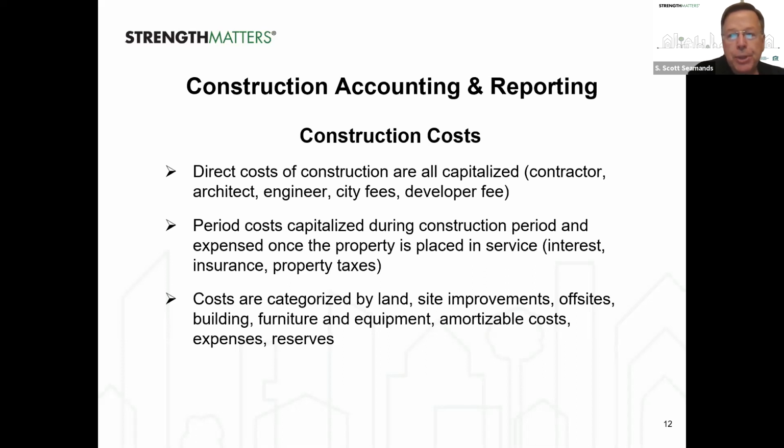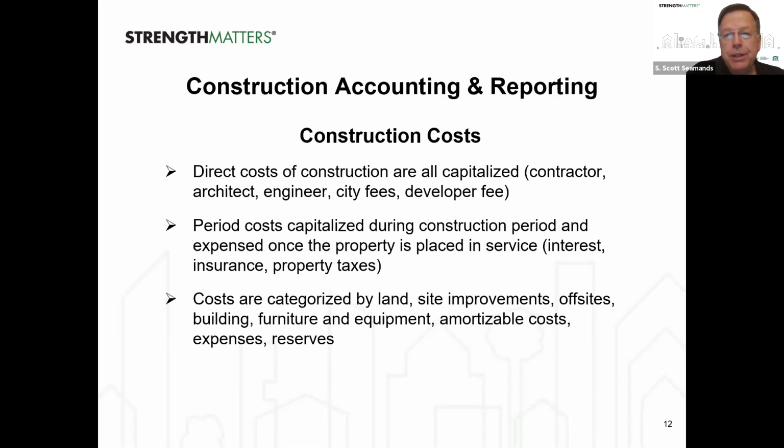But anyway, the first bullet point here, either way, the good news is the direct costs of construction are all capitalized. So all of those hard costs, from our point of view, would be hard costs. The contractor, the architect, the engineer, the city fees, those permits, developer fee, all of these things are direct costs of construction. They all get capitalized into the property and equipment line. May impact more than just building. Some of it may be land related, some of it might be furniture and fixture related or site improvement related.